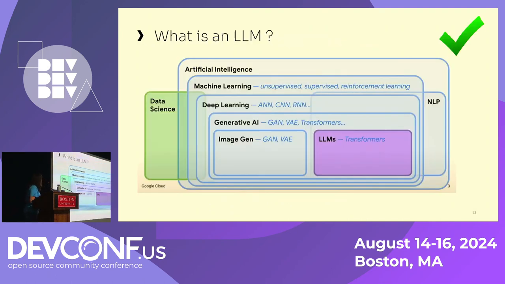Okay. Now, what is an LLM? If we take the original diagram of AI, ML, and deep learning, that's where LLM sits. It's basically inside the deep learning side. And essentially, that's where GenAI is, in that layer of deep learning. Where LLMs sit is the transformer, and also image generation with these specific transformers for image generation. And it leverages data science and natural language processing to do its job.